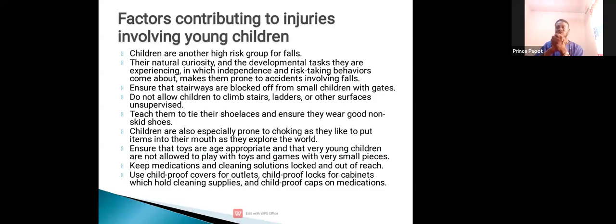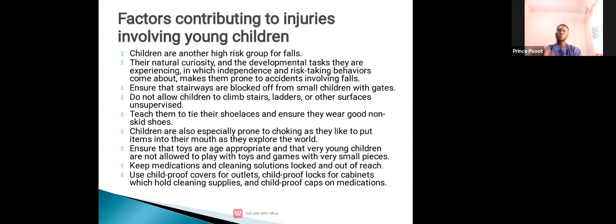Now, factors that contribute to injuries involving young children. Young children are another high-risk group for falls. They are naturally curious and developmentally driven. Their natural curiosity, the developmental tasks they are experiencing, and the independence and risk-taking behaviors that come about make them prone to accidents involving falls.